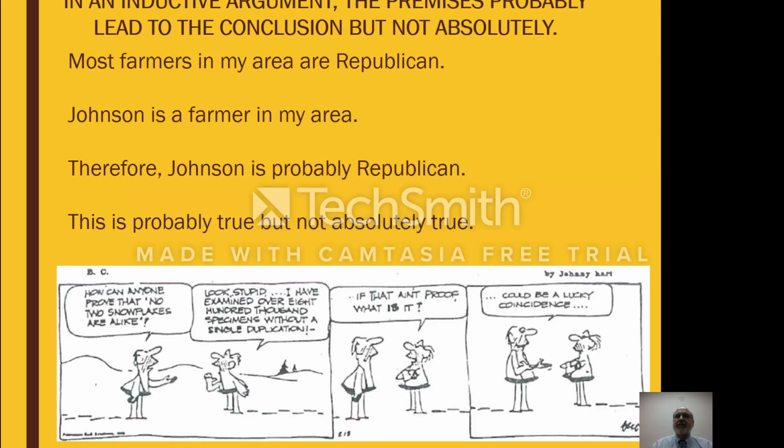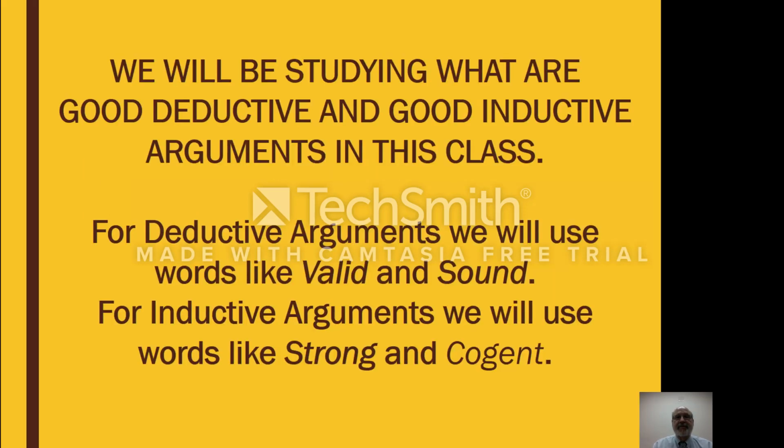If the premises are true, the conclusion must be true. In an inductive argument, the premises probably lead to the conclusion, but not absolutely. Most farmers in my area are Republican. Johnson is a farmer in my area, therefore Johnson is probably a Republican. Probably true, but not absolutely true. Or in the BC cartoon, how can anyone prove that no two snowflakes are alike? Look, stupid, I have examined over 800,000 specimens without a single duplication. If that ain't proof, what is it? Could be a lucky coincidence. You never know with an inductive statement whether it's absolutely true or not.